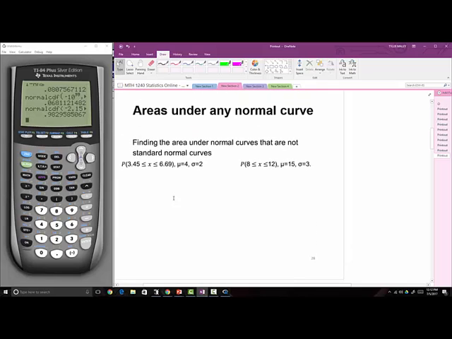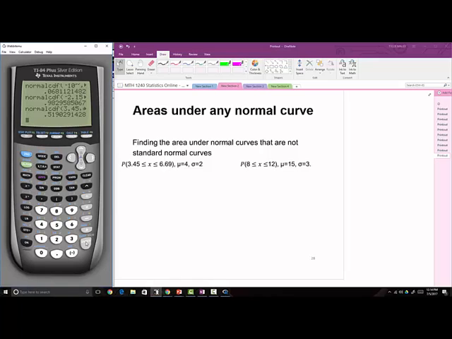So here is, well, what if we just have any normal curve? So before I was looking at the standard normal curve, but what if we just have any normal curve? How do you find this? It's really quick, right? So if we go to second, distribution, and then we go to option 2, normal CDF, my lower bound would be 3.45, and my upper bound would be 6.69. My mean is 4, standard deviation is 2. I can go to paste, hit enter, and I find that area, right? So in the graphing calculator, and actually in R, it's pretty simple to do, right?